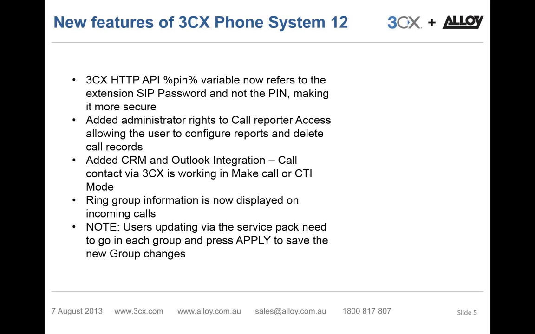They've also included a new 3CX HTTP API, and basically the PIN variable now refers to the extension's SIP password and not the PIN, making it more secure. It's added administrator rights to call reporter access, allowing the user to configure reports and delete call records. Added CRM and Outlook integration. The call contact via 3CX is working in make a call on the CTI mode. That CTI mode basically will allow you to call straight through your phone on your desk, so a hard phone. Ring group information is now displayed on incoming calls. And note, users updating via the service pack need to go into each group and press apply to save the new group changes.